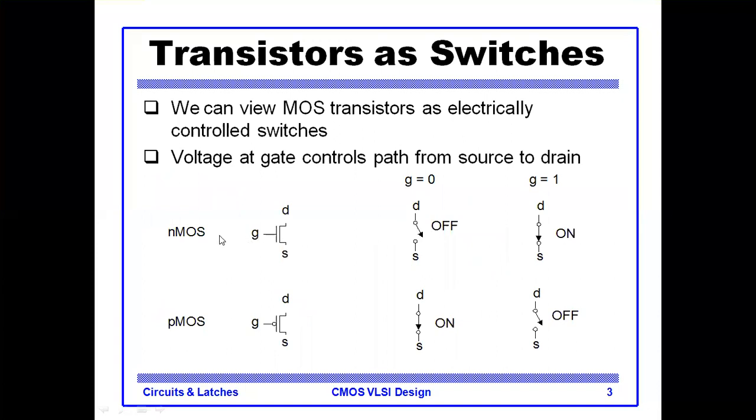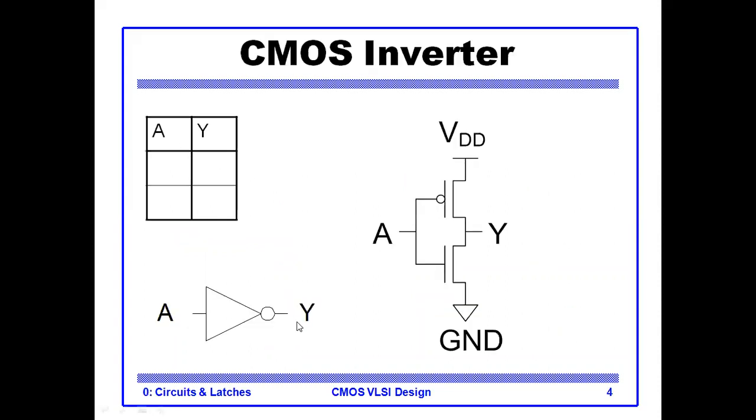When we apply a 1 at the gate terminal of the NMOS transistor, it will go into the on state. When we apply a 0, it will go into the off state. Oppositely, in the case of the PMOS, when we apply a 0, PMOS will go into the on state, while when we apply a 1, it will go into the off state. So based on that ideal working, you can easily understand the working of the CMOS inverter.